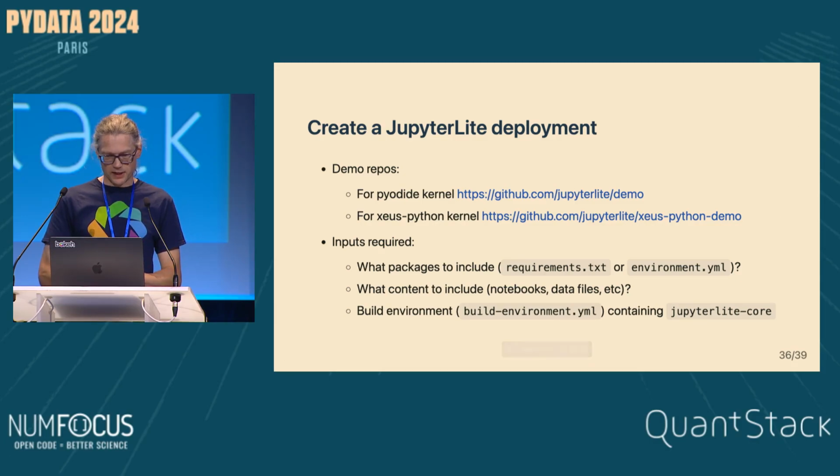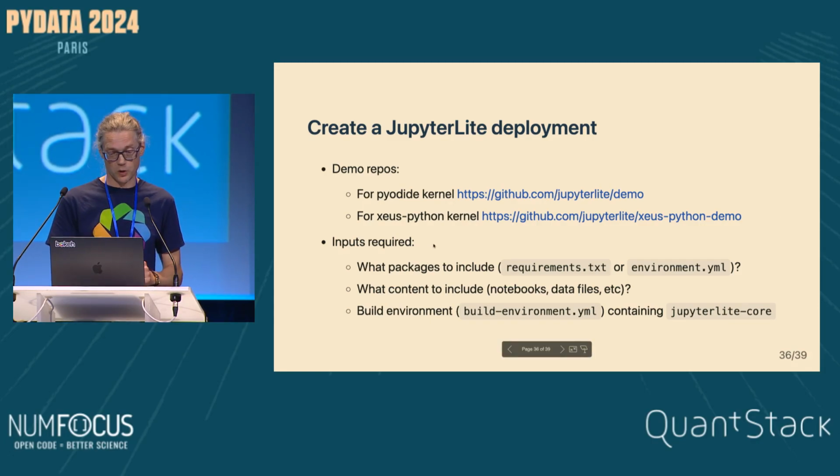Let's bring it all together then. How do you create a JupyterLite deployment? The easiest thing to do is to follow one of our two demo repositories. If you want to use the PyData kernel, then there's one link. If you want to use the Xeus Python kernel, there's a different link. They basically do the same thing, in a slightly different way.